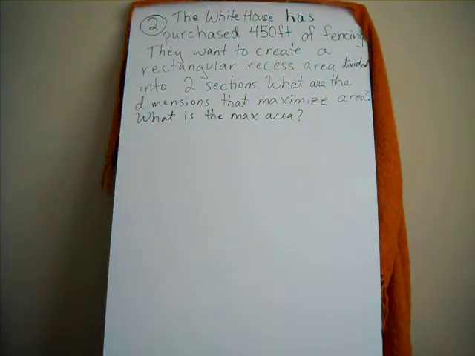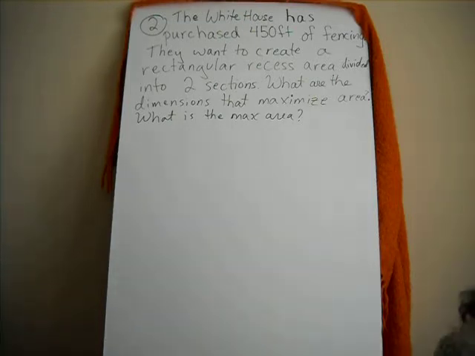So right here what we've got is that the White House has purchased 450 feet of fencing. They want to create a rectangular recess area divided into 2 sections. And they want to know what are the dimensions that would maximize that area, and then what is that maximum area.